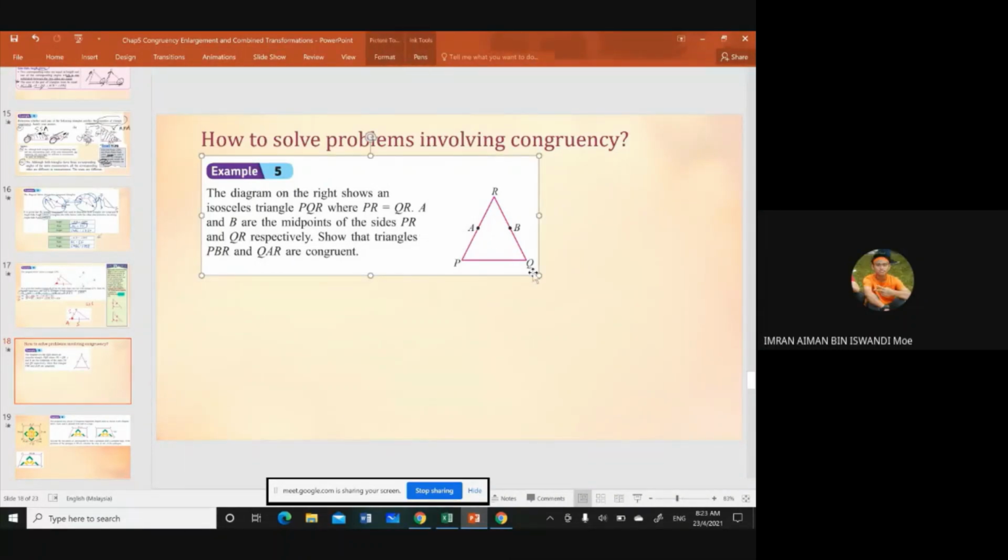The diagram on the right shows an isosceles triangle PQR where PR equal to QR. A and B are the midpoints of the sides PR and QR respectively. Show that triangles PBR and QAR are congruent.